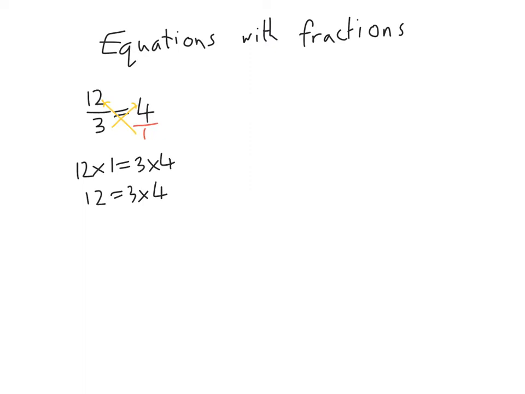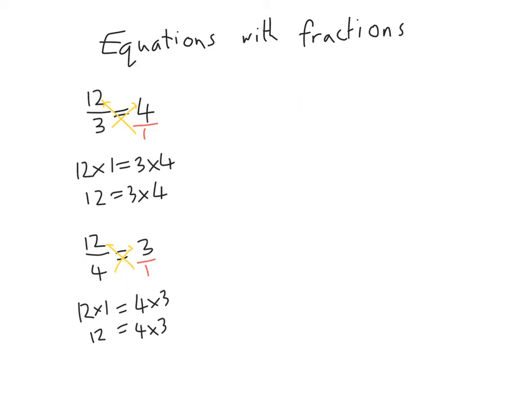As well as that, you could have 12 divided by 4 equals 3. And that would mean, if we cross multiply, we get 12 times 1, or simply 12, is equal to 4 times 3. It's a very simple maths fact, but I just wanted you to see how a fraction can be rewritten as a multiplication.